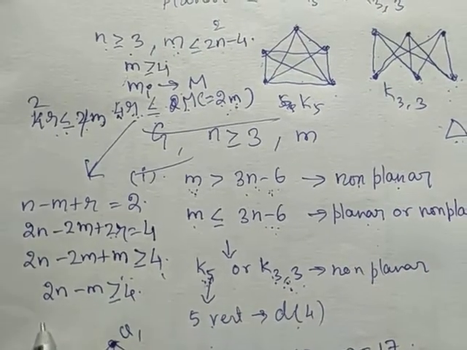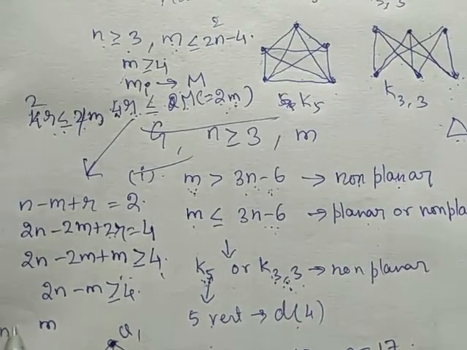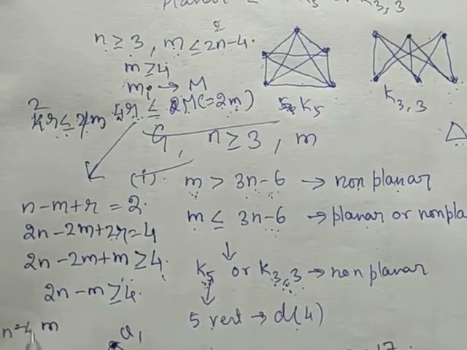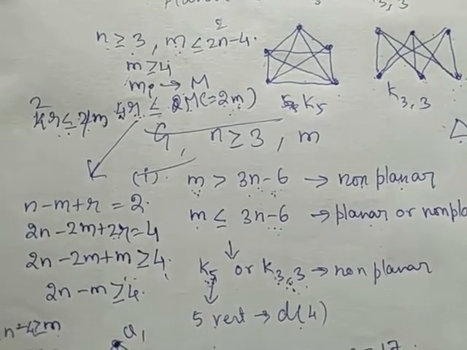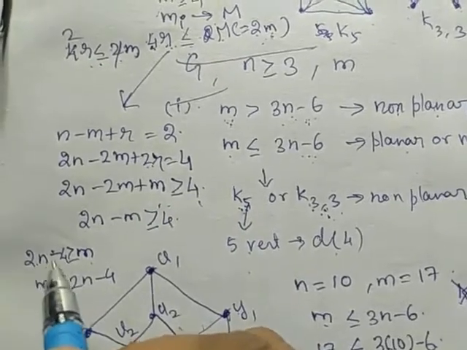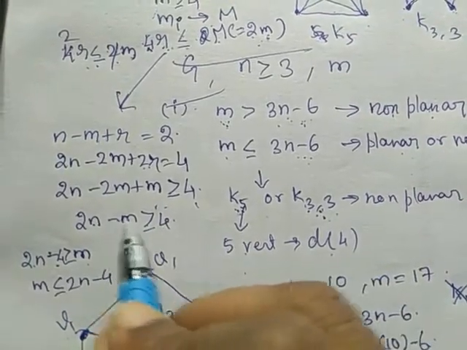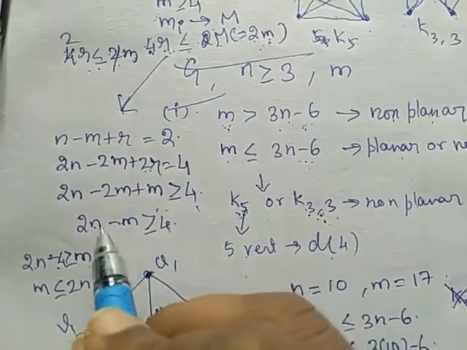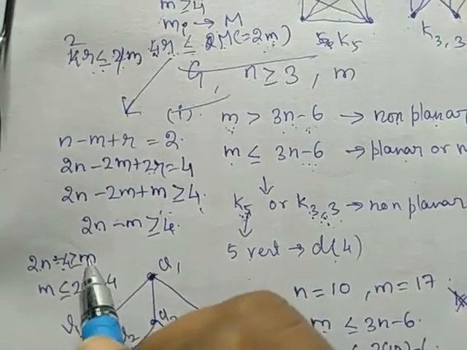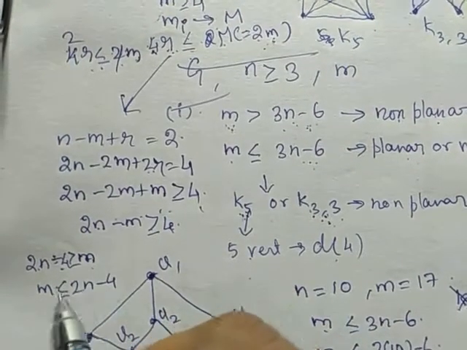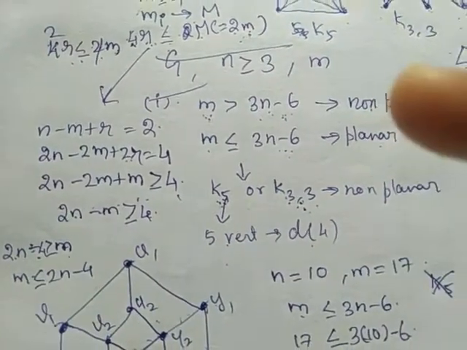Shift the terms. 2n minus 4 is greater than or equal to m. So m is less than or equal to 2n minus 4. I have shifted minus m and 4. So 2n minus 4 is greater than or equal to m. So m is less than or equal to 2n minus 4. That's what we have to prove.